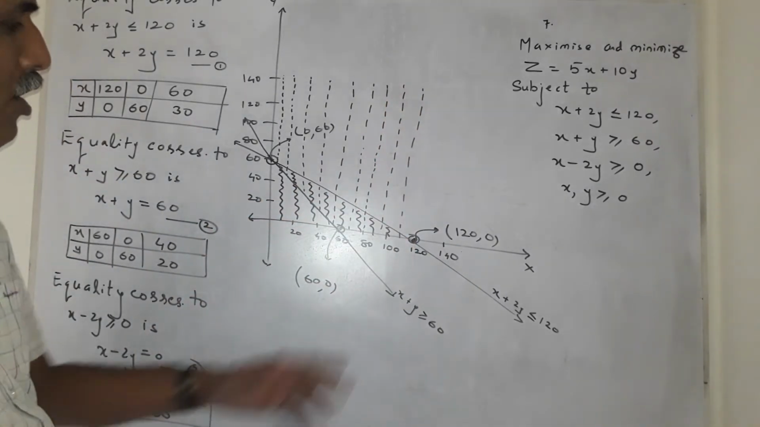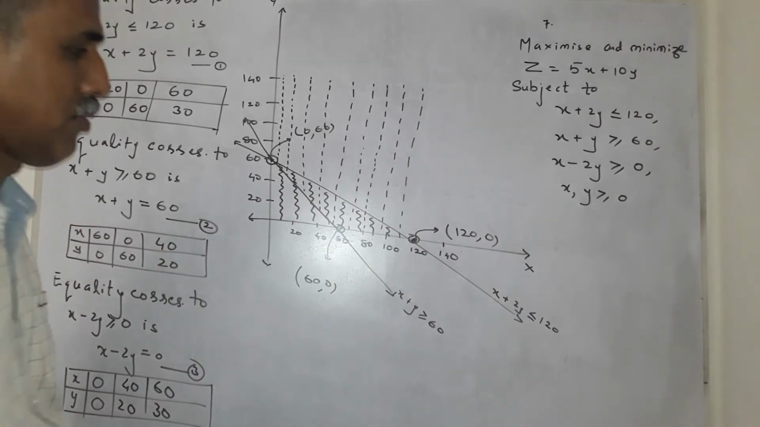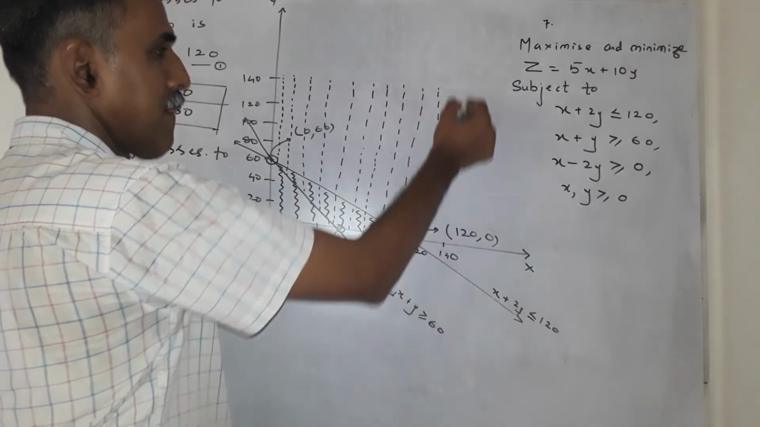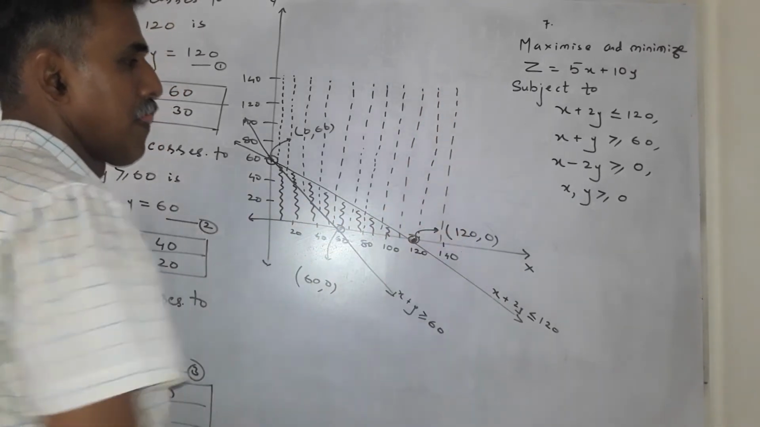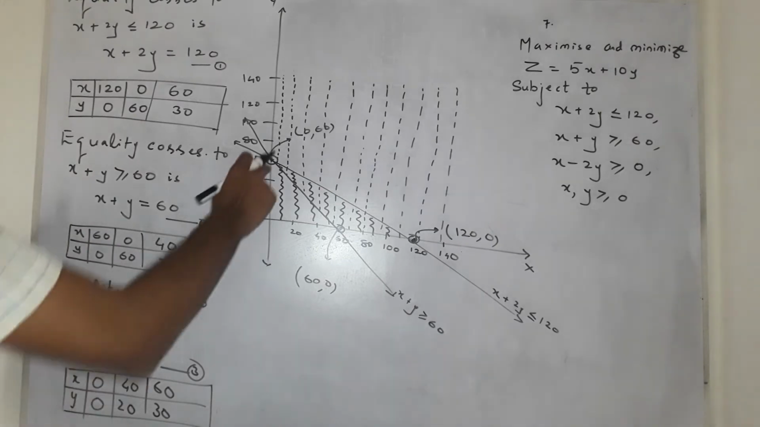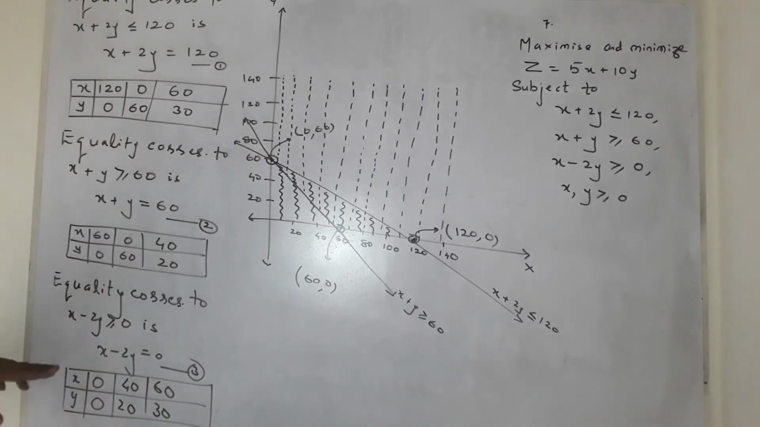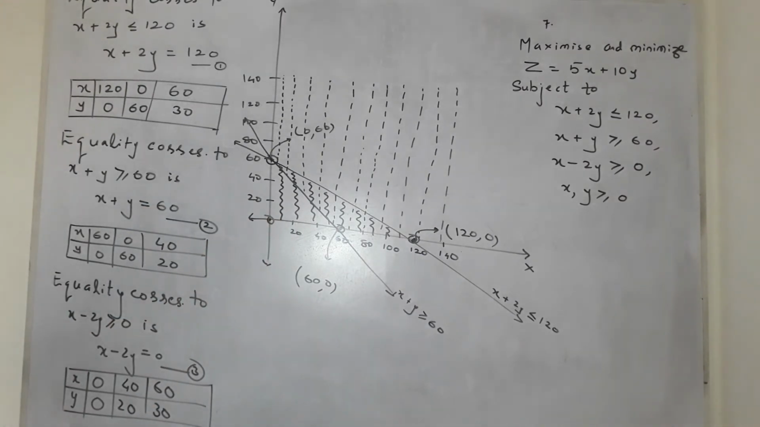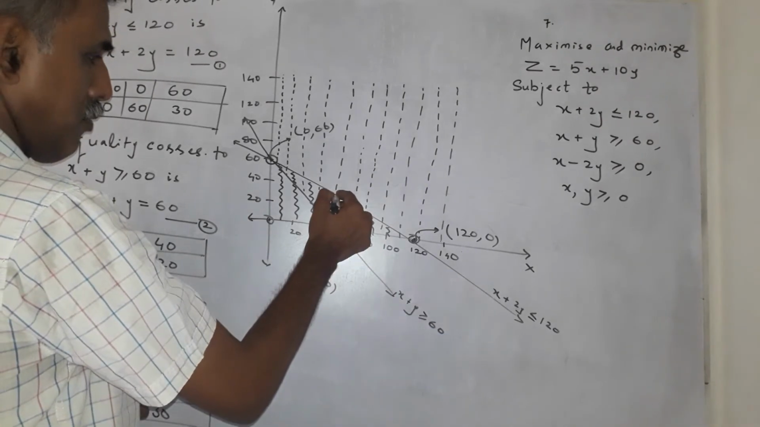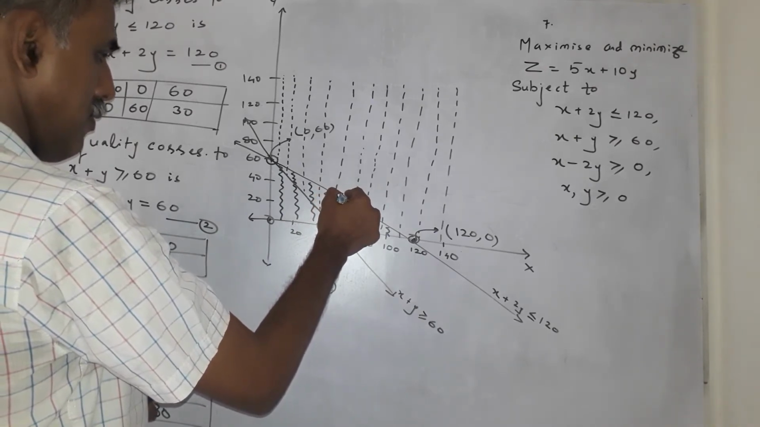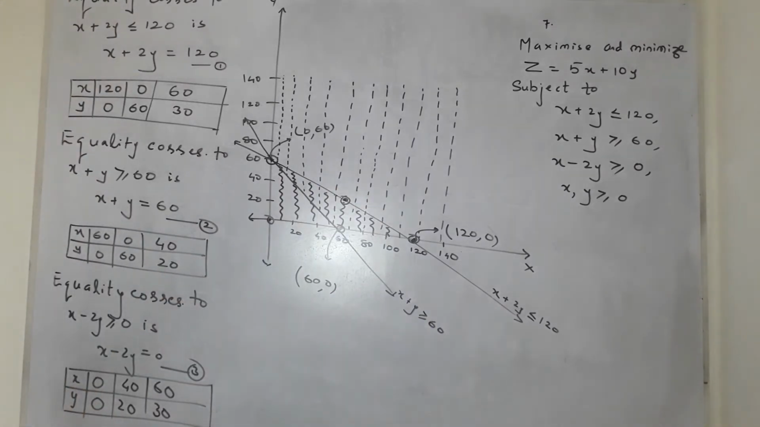Actually, we are respecting the non-negative conditions, so we are not going below the x-axis. And these two lines intersect at 0, 60 at this point. Now the third one, the line passing through the origin, meets the first line at 60, 30. So this is the first line, 60, 30, somewhere over here. And it meets the second line at 40, 20.